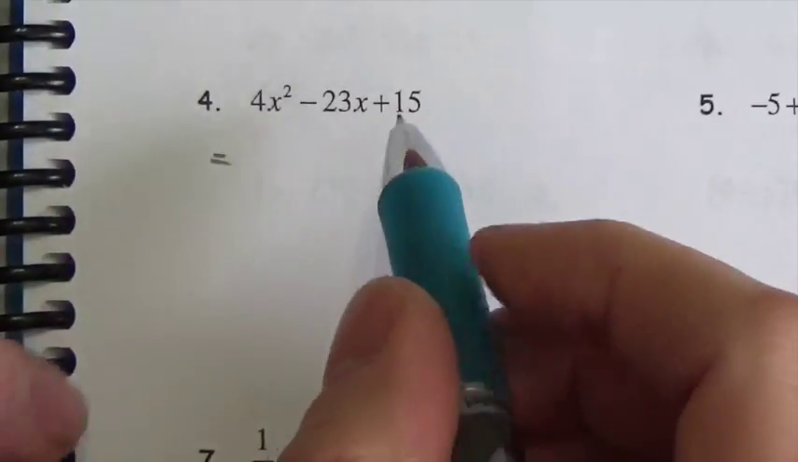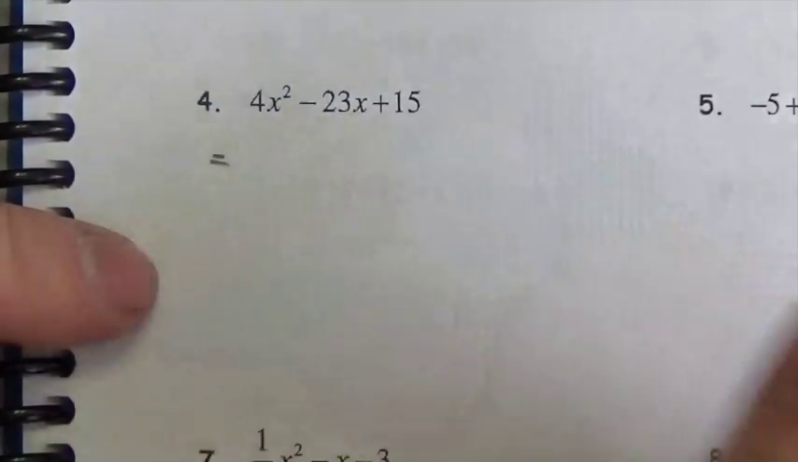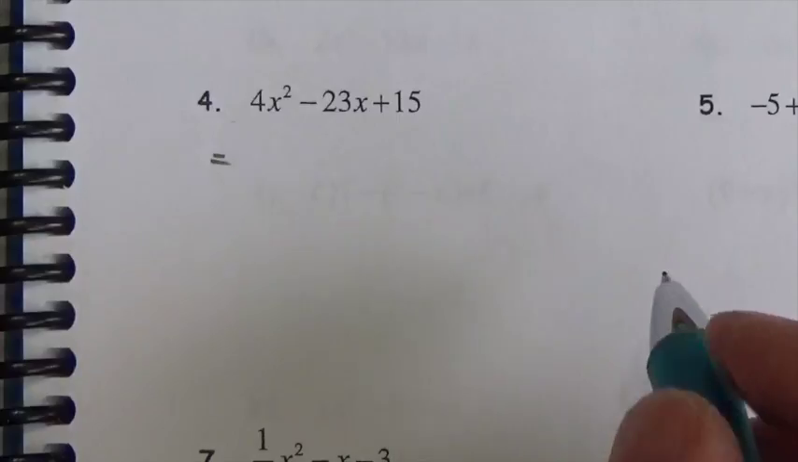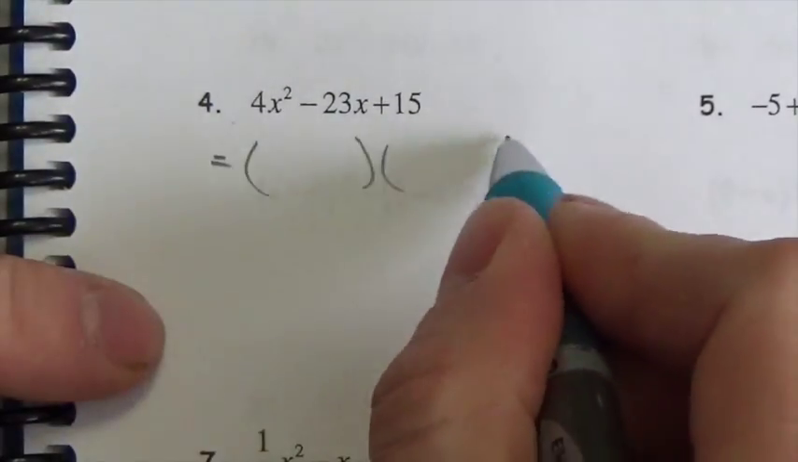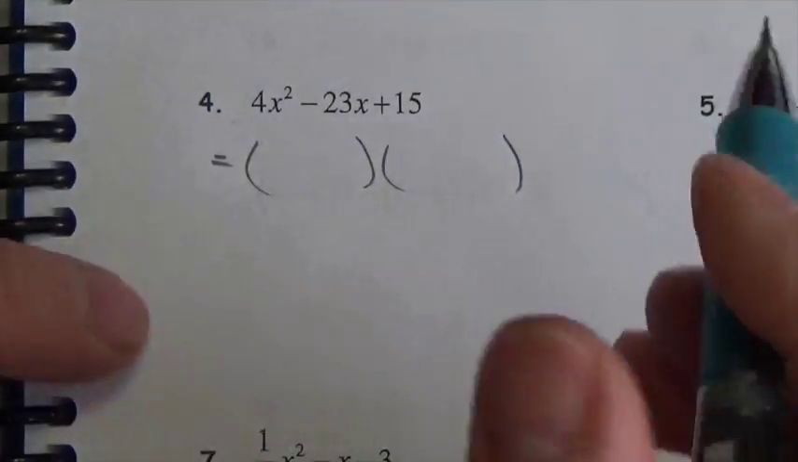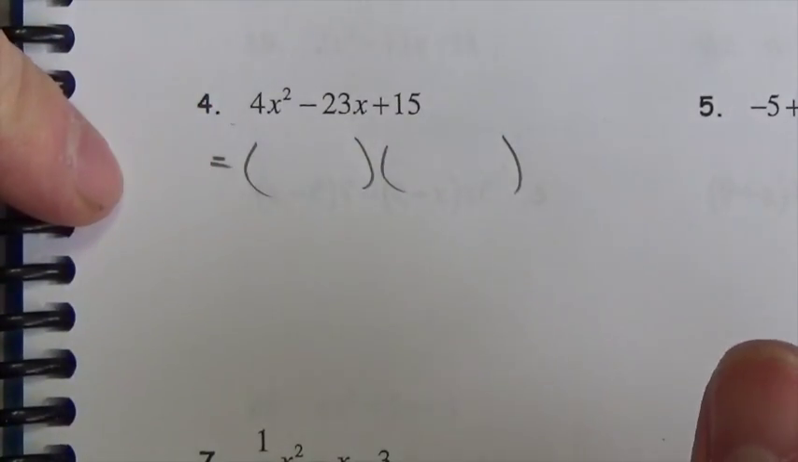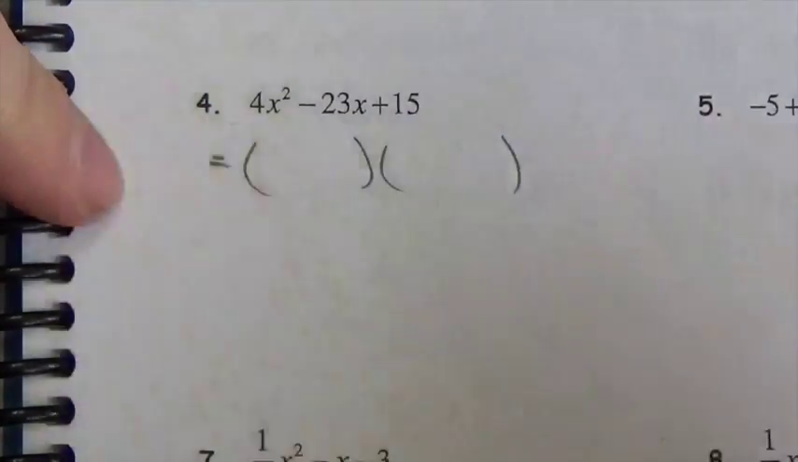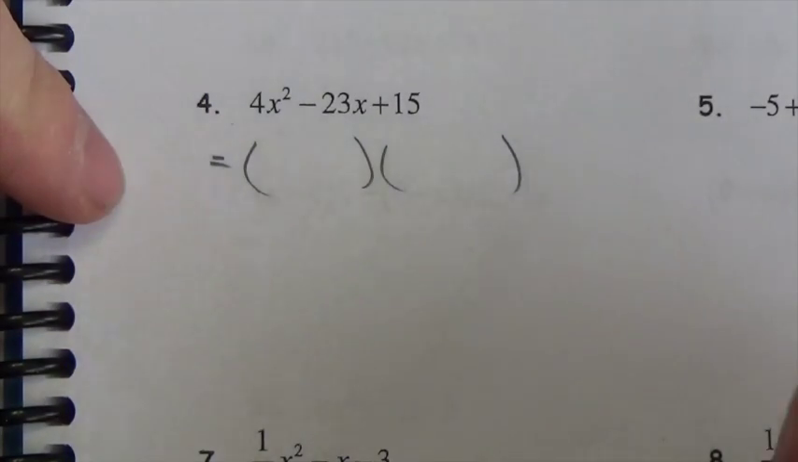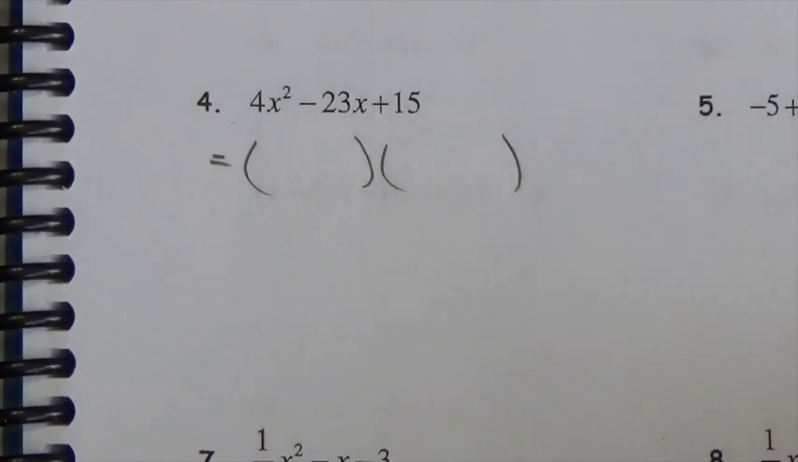4x squared minus 23x plus 15. All right, there's nothing common to all three of those terms, so there's nothing to factor out to start off with. So I'm just going to break this down into my two binomials. 4 can be broken down in a couple of different ways. We've already seen that. So can 15. 15 can be 3 and 5, as factors, or it could be 1 and 15.